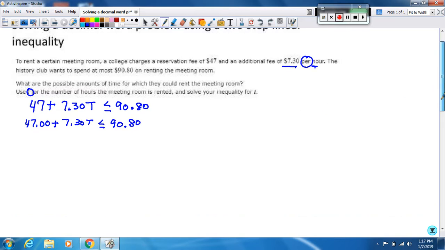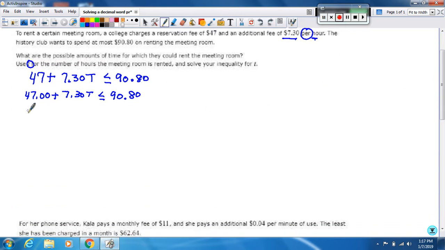Okay, the reason I did that is what you just saw me do. Whenever everything has the same amount of decimals, you actually can get rid of the decimals and ignore them altogether. So we can call this 4,700 plus 730t is less than or equal to 9,080.